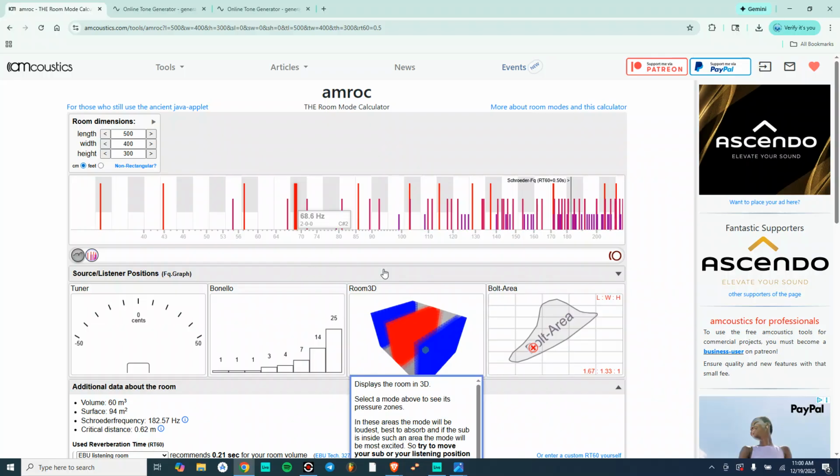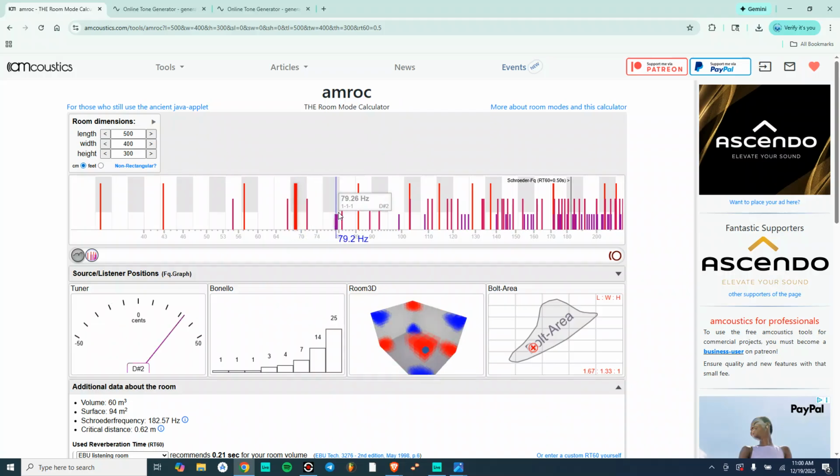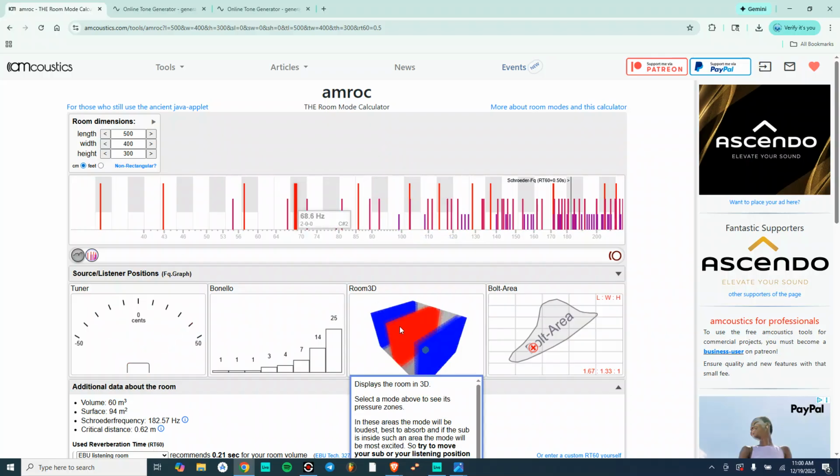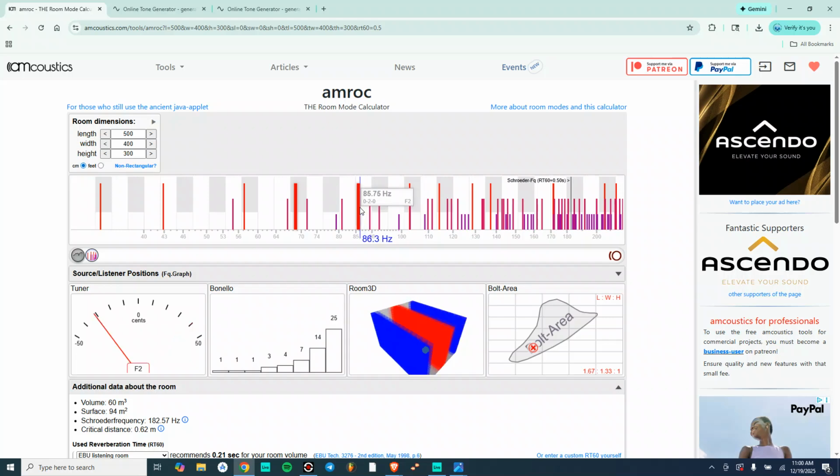So we are utilizing this software, AMROC, and the room mode calculator, and we are playing with two tones today, 85.75 hertz and 102.9 hertz, because they're perpendicular to one another. In this area right down here, it'll show you the image of what the standing waves look like. So with 85.75, it's like that. 102.9, they're perpendicular to it.